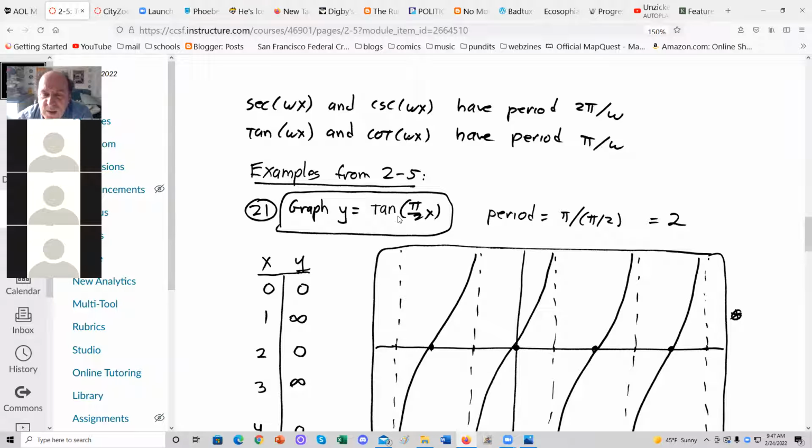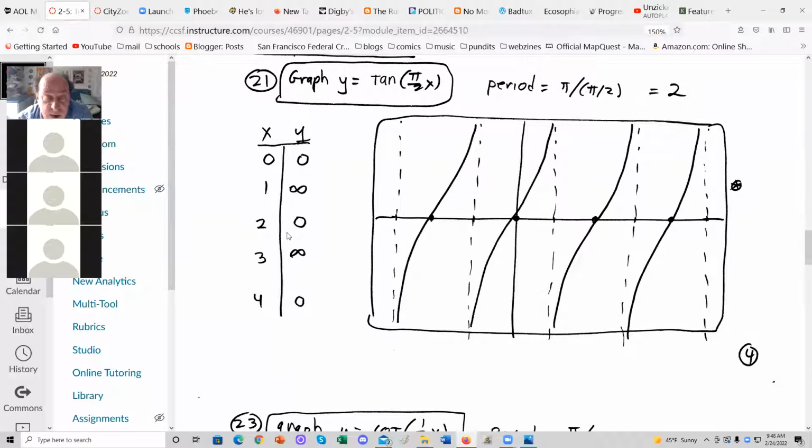First we take the period. You take pi and divide by pi over 2. You get 2, a period of 2. So you'd make a table. When x is 0, tan 0 is 0. It's 0 again at 2, and it's 0 again at 4. And it's infinity in between, midway between. So you put zeros at the integer multiples of 2 and infinities in between, and a rising curve in between those.